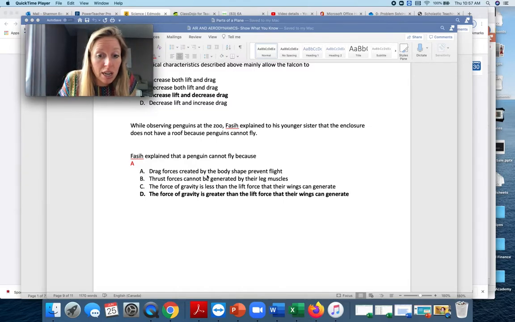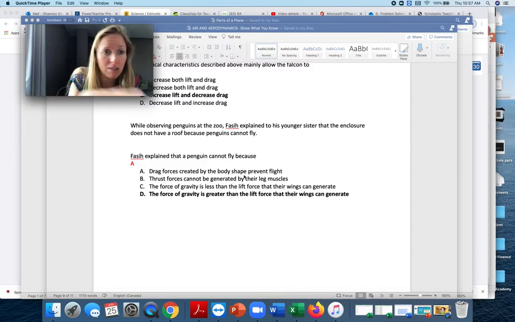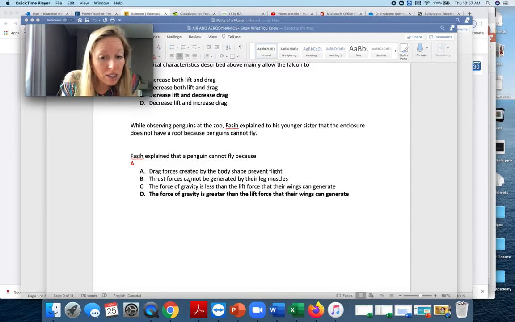Drag forces created by the body prevent lift. Not really drag forces. They're actually hyper aerodynamic little things. They can swim like crazy in the water. Thrust forces cannot be generated by their leg muscles. No, they can push off, they're fine, but that doesn't create enough thrust. So that's actually not the worst answer, but maybe there's a better one, right?